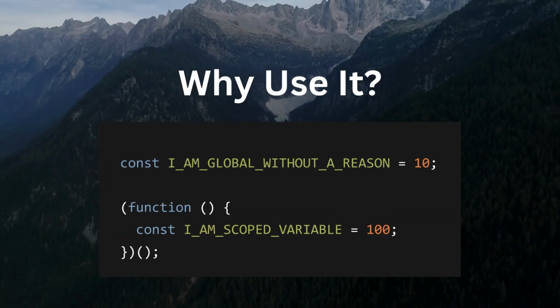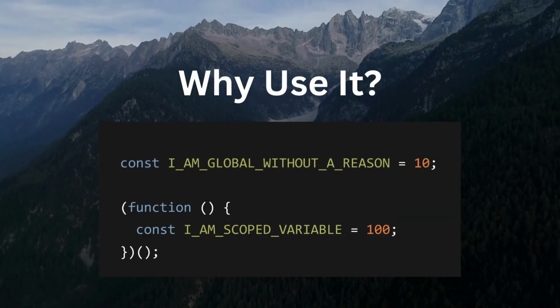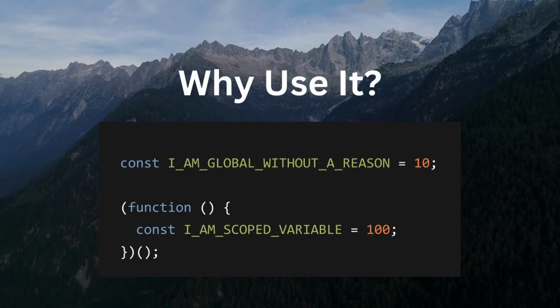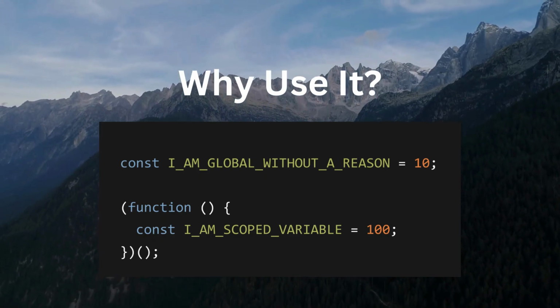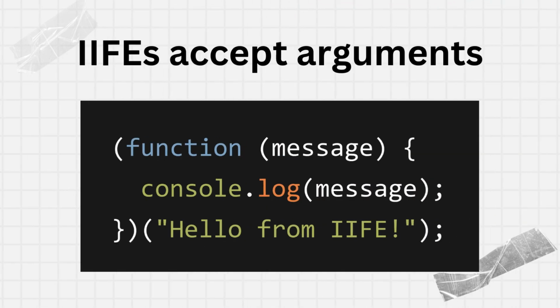Immediately invoked function expressions help create a local scope, preventing variables from polluting the global scope. Useful for encapsulating code, especially in libraries or modules. IIFEs can also accept arguments.